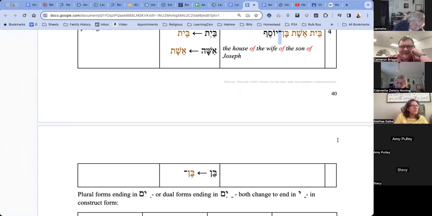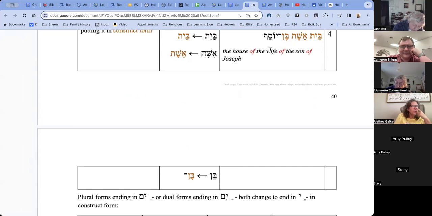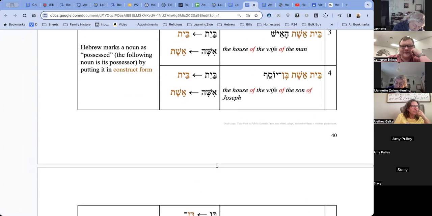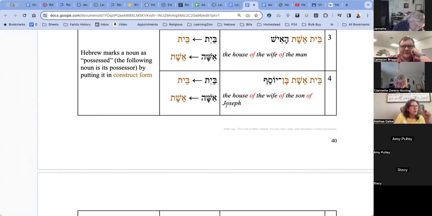Yeah, because see, there's son of Joseph. It shows that it added it in your little box. Go up there and then up above. It's got it too.